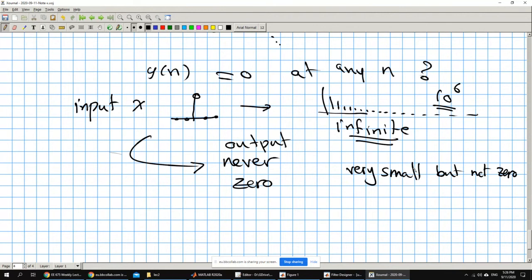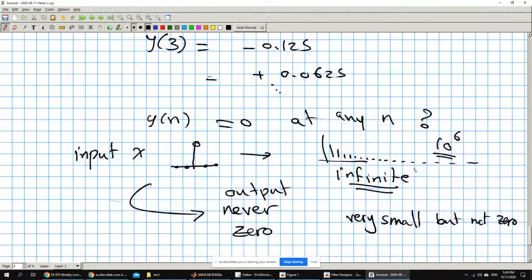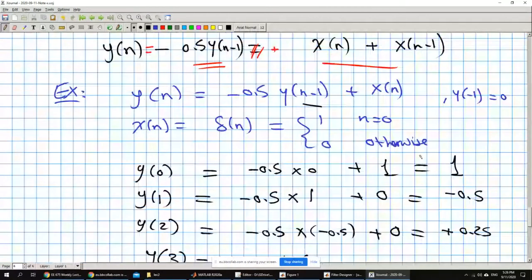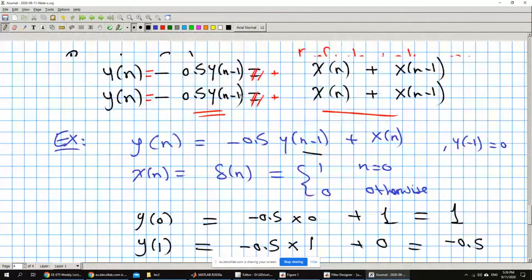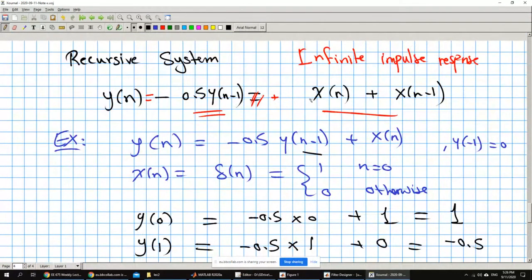Okay, there are definite advantages of using IIR filters. So basically, IIR filters will design something that looks like this. It will have two components: a component coming from the input and a component coming from the previous values of the output.